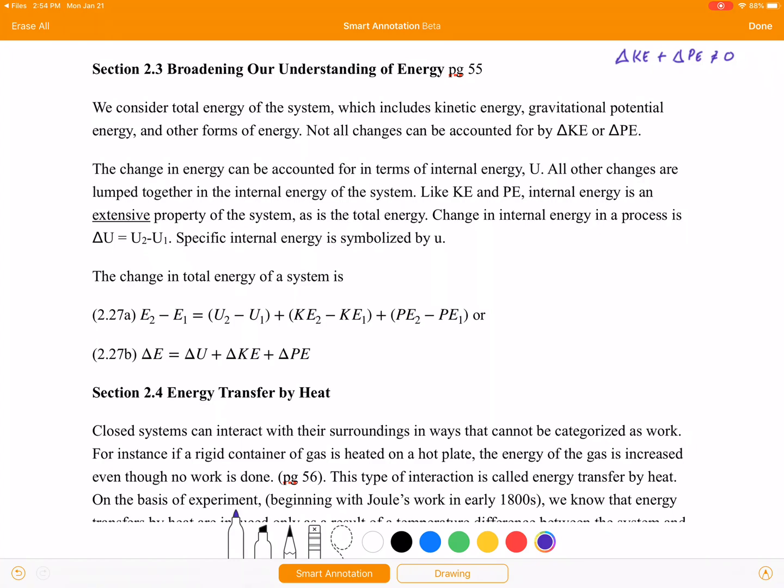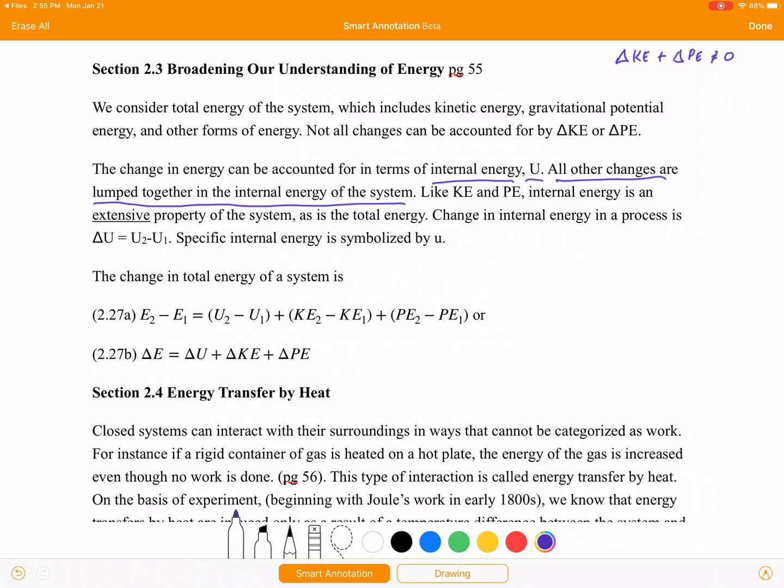We consider total energy of the system, which includes kinetic energy and gravitational potential energy and other forms of energy. Not all changes are accounted for by the change in kinetic energy or the change in potential energy. The change in energy can be accounted for in terms of internal energy, U. So U is internal energy. All other changes are lumped together in internal energy of the system. That's literally how we define internal energy: everything else that's not kinetic energy or potential energy.